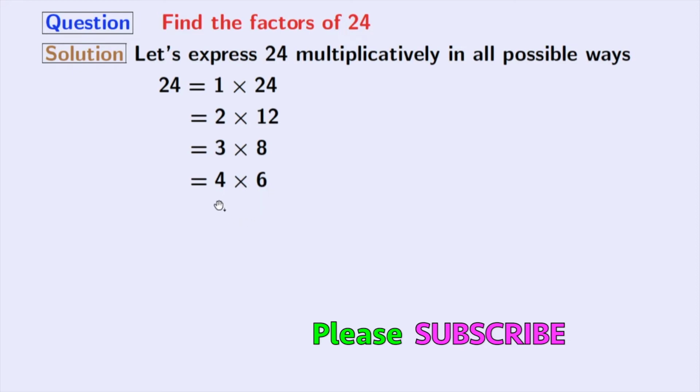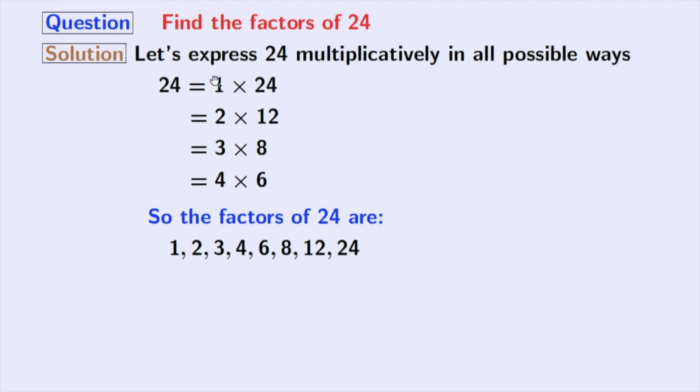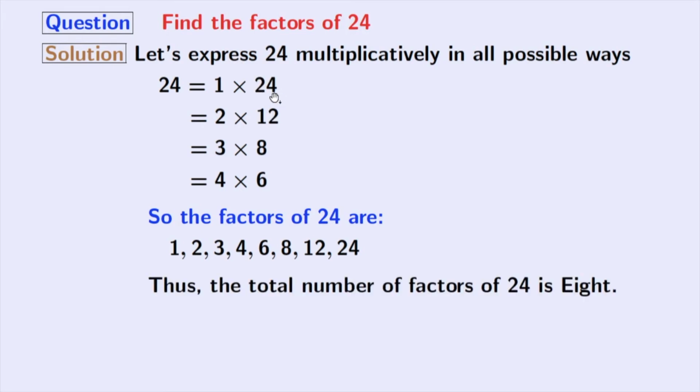Now it's time for 5, but 5 doesn't divide 24. Now we have to try for 6 and look that here we have already obtained 6. So we will stop here. Therefore, the factors of 24 are 1, 2, 3, 4, 6, 8, 12 and 24. So, the total number of factors of 24 is 8.